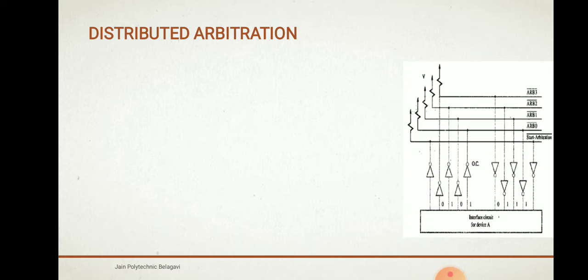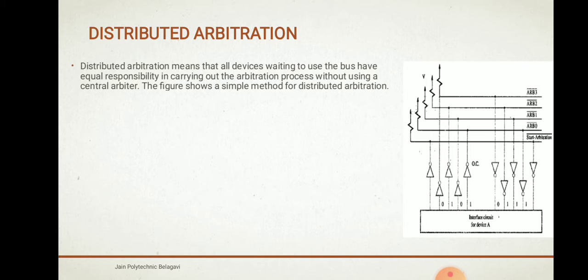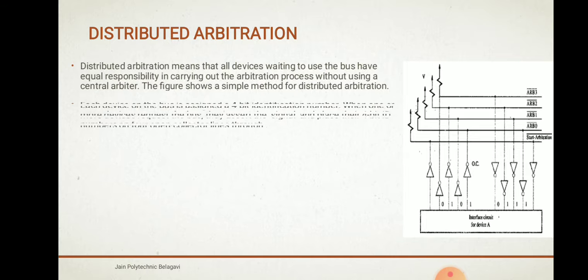Now we discuss distributed arbitration. Here you can see the diagram of distributed arbitration. As I told, multiple devices can use the buses at the same time. It means all the devices waiting to use the buses have equal responsibility in carrying out the arbitration process, that is, without using a central arbiter. The figure shows a simple method for distributed arbitration. Each device on the bus is assigned a 4-bit identification number.